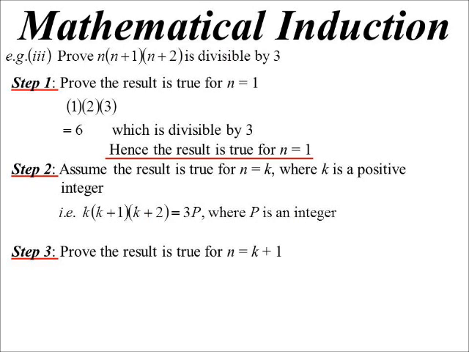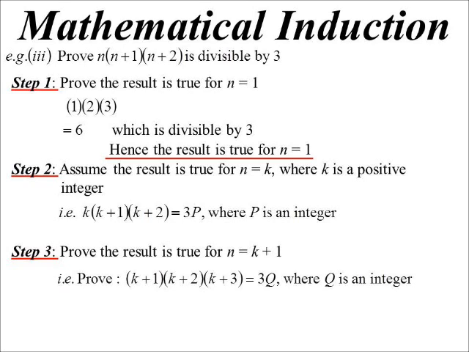So I now want to prove the next case. So if I prove k plus 1, k plus 2, k plus 3 is also equal to 3 times some whole number. And notice you need to change the letter because clearly they won't both be equal to 3 times whatever p is. So I've changed it to q. So all I now have to do is show that k plus 1 times k plus 2 times k plus 3 I can rewrite as 3 times some integer, some whole number.